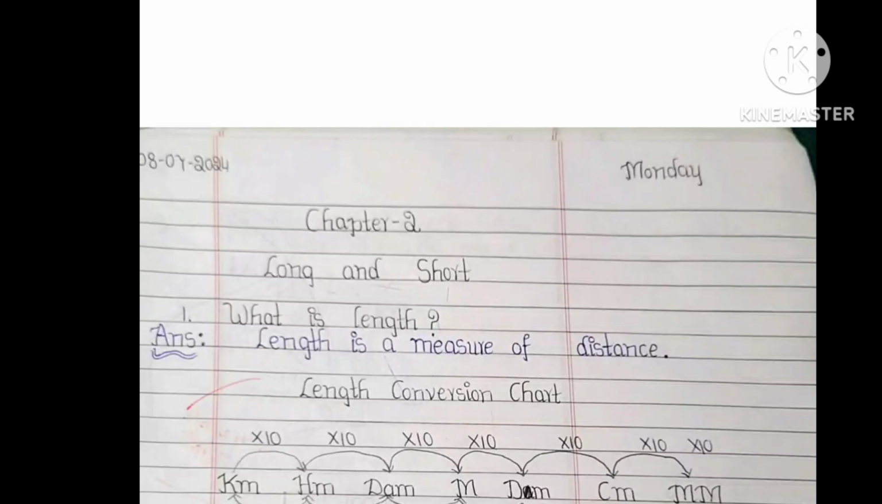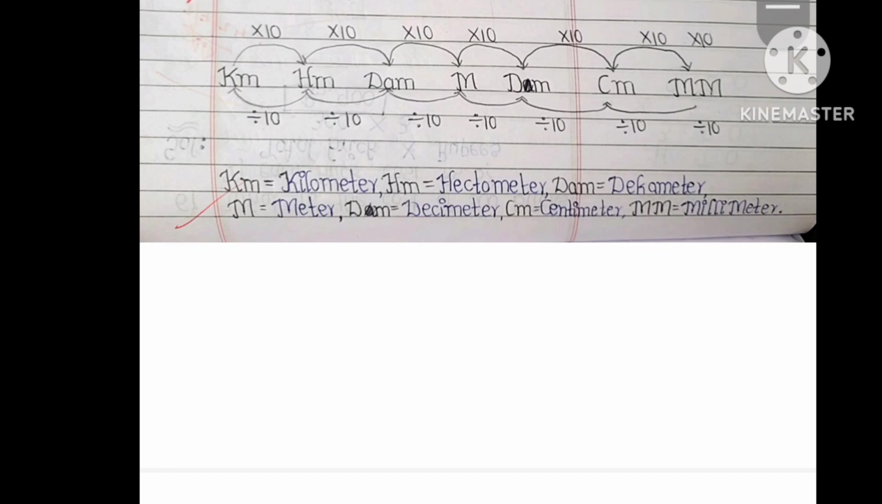Today, grade 4th, chapter 2, long and short, will be explained in this video. The very first question is what is length? Throughout the chapter, it will be discussed about distance. The first and foremost is to know what is length. Length is a measure of distance. The distance can be either long or short.